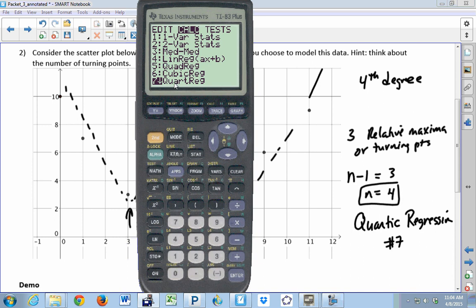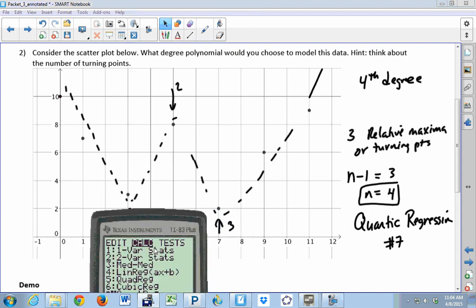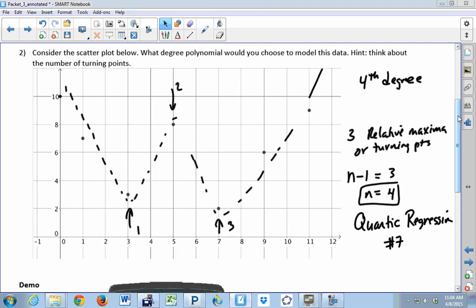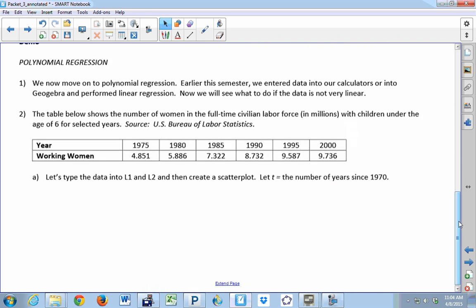Okay. So let's kind of review some of the steps for these regression equations. And here's some data that I found a while ago, I think last year, which I thought was kind of interesting.